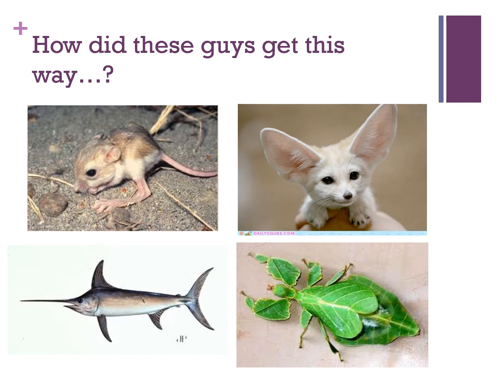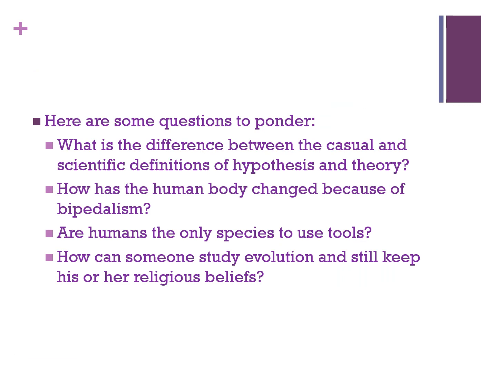So how did these guys get this way? And finally, I'll leave you with some questions to ponder. What is the difference between the casual and scientific definitions of hypothesis and theory? How has the human body changed because of bipedalism? Are humans the only species to use tools? And how can someone study evolution and still keep his or her religious beliefs?